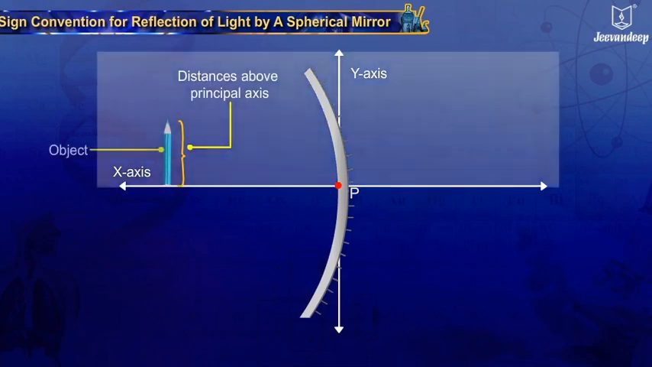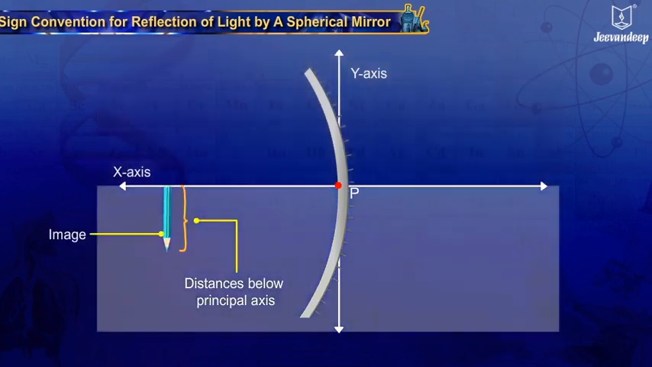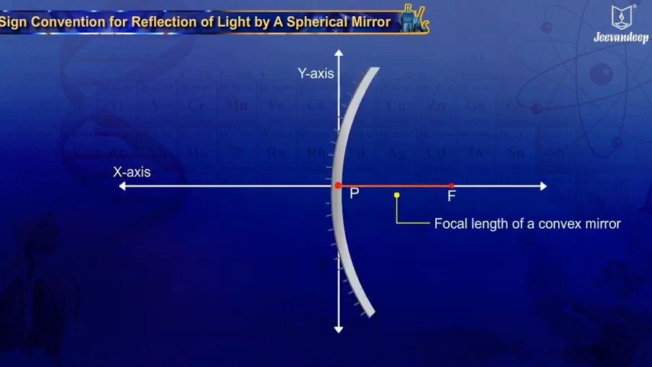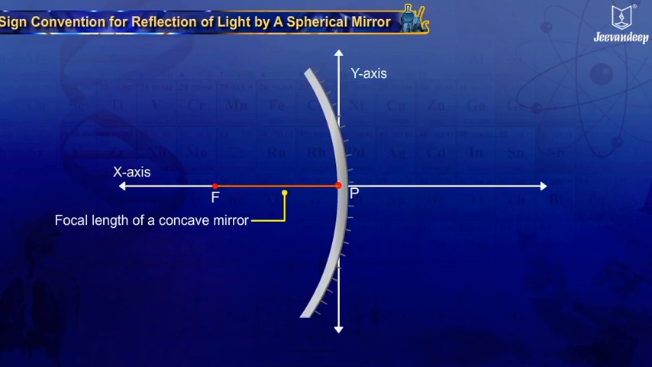4. Distances measured perpendicular to and above the principal axis are taken as positive. 5. Distances measured perpendicular to and below the principal axis are taken as negative. 6. The focal length of a convex mirror is positive, while that of a concave mirror is negative.